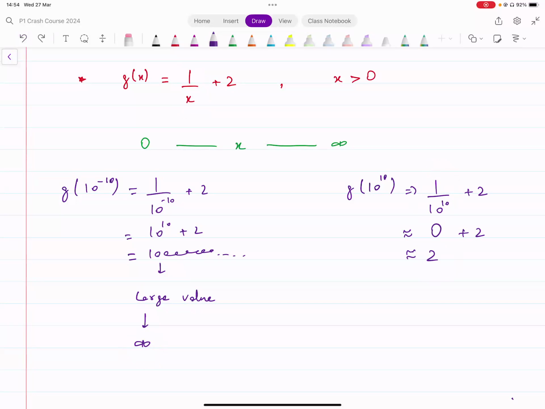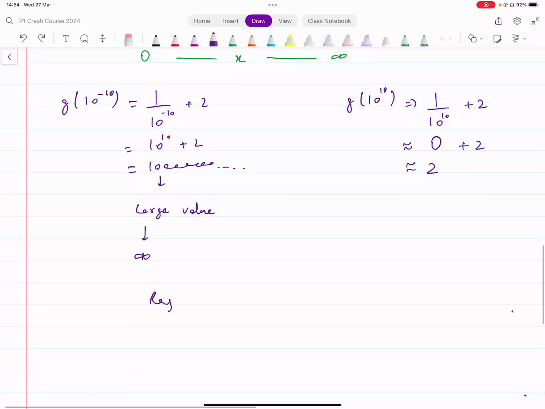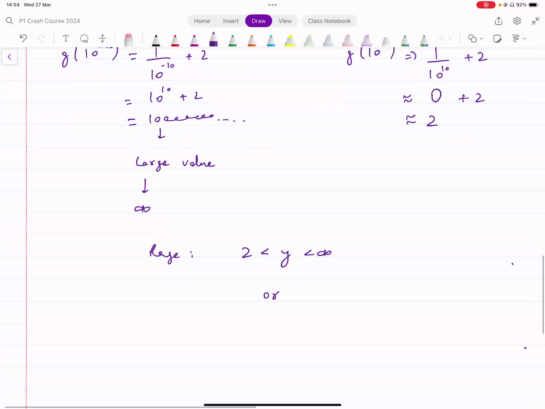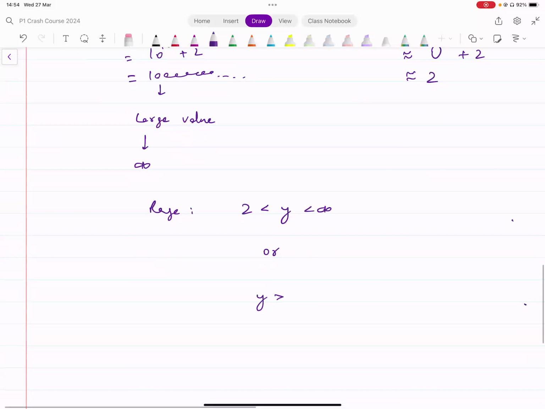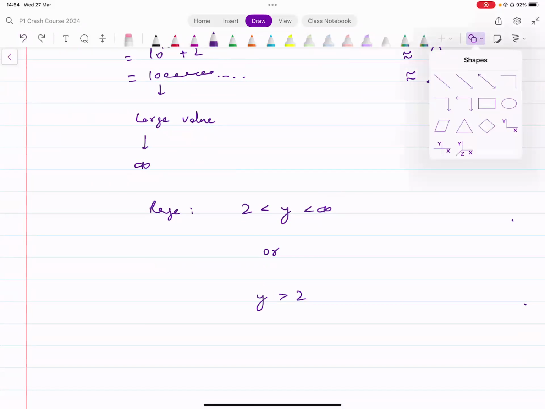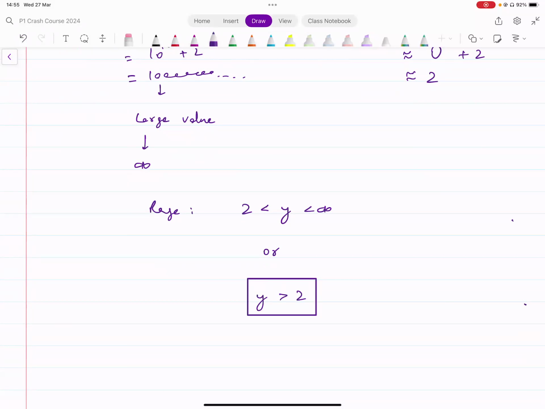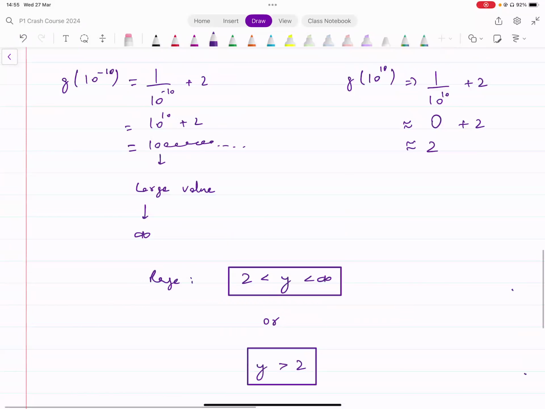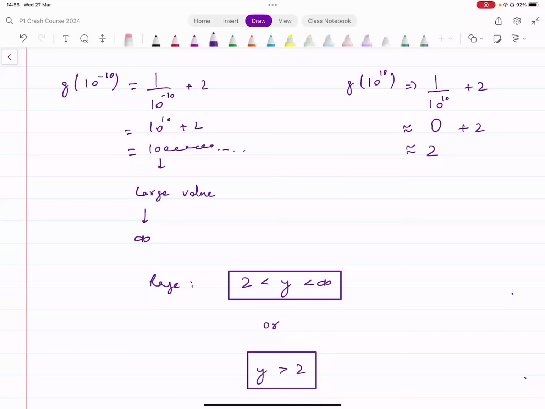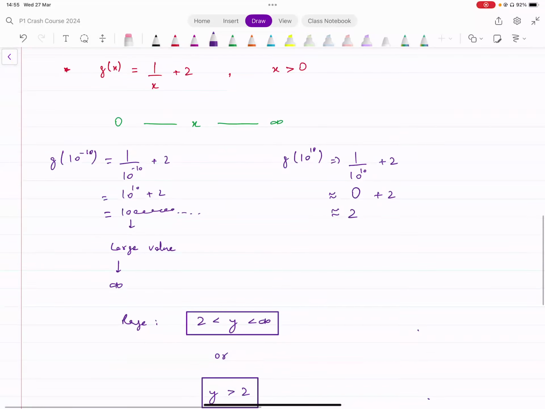So what should be the range of this function? We would say the range of this function, therefore, is y between 2 and infinity. Or we could write it like this. We could say y greater than 2, right? So infinity is not really a number as such. We could just write it like this, y greater than 2. Both of them are going to be okay. This is also fine. This is also fine. Both of them are acceptable. We can say y is between 2 and infinity, or in other words, we could say y is greater than 2. Does that make sense?